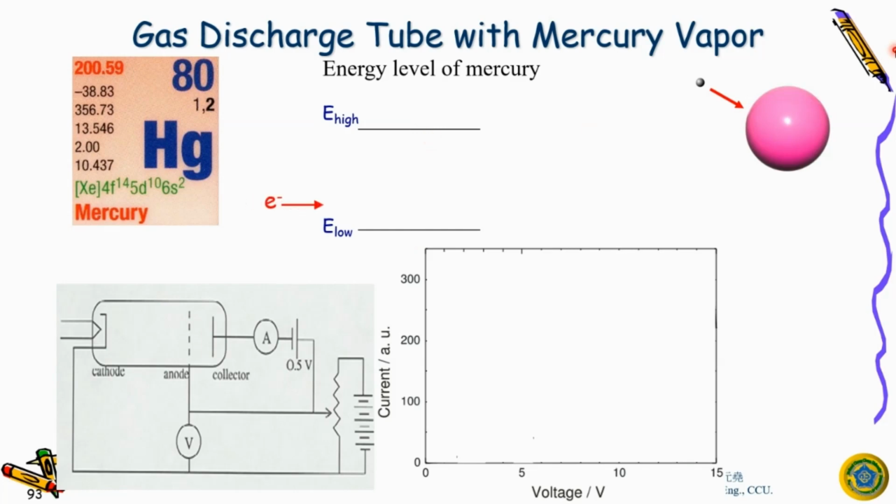Okay, so again, let's increase the energy of the electron. That means what? I have to increase the voltage, right? And because there's no interaction between the electron and the mercury, this electron will go through and we will collect the electron here. So the current will increase. Am I right? Okay. So it passes through, there's no interaction.